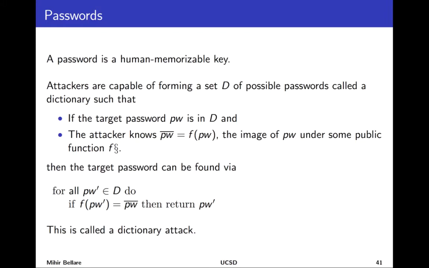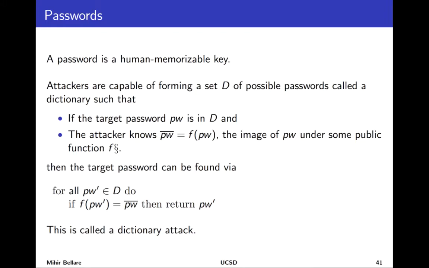So remember, a password is simply a key that you memorize. And the security difficulty with passwords is a tendency of users to not make them unpredictable or random enough. We pick them from a relatively small predictable set. In other words, attackers are capable of compiling a set of candidate passwords, and they call that a dictionary. And if your target password happens to fall in their dictionary, they would be able to recover it by searching across all passwords in the dictionary. And that's called a dictionary attack. The difficulty is that users often pick their passwords in such a way that they do fall in the dictionary.